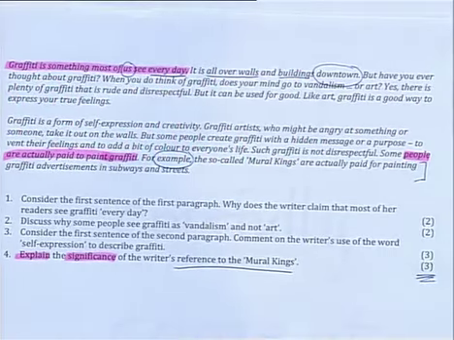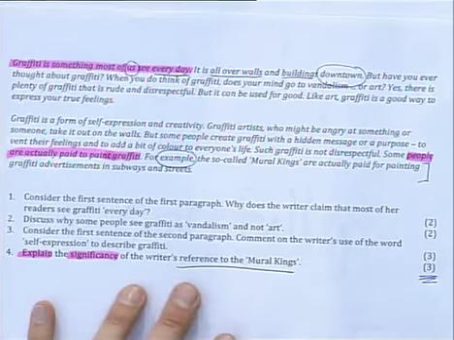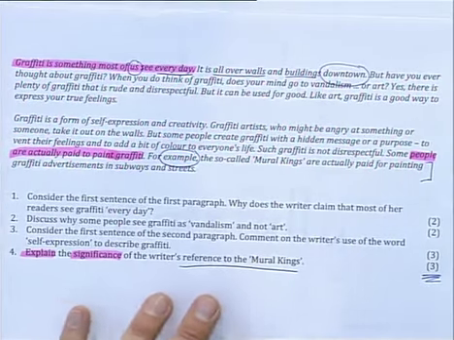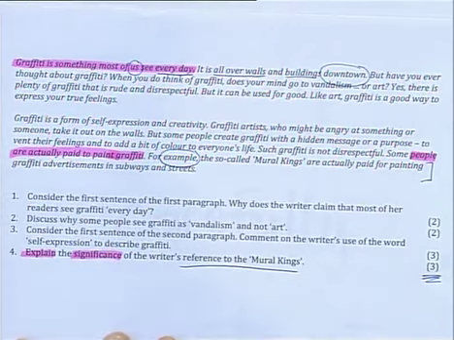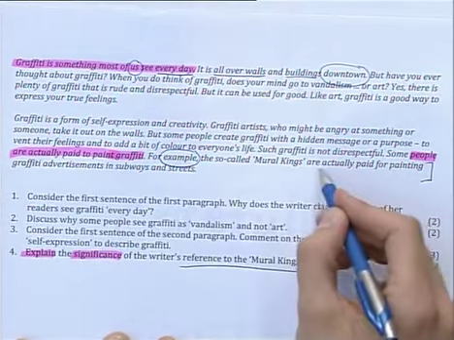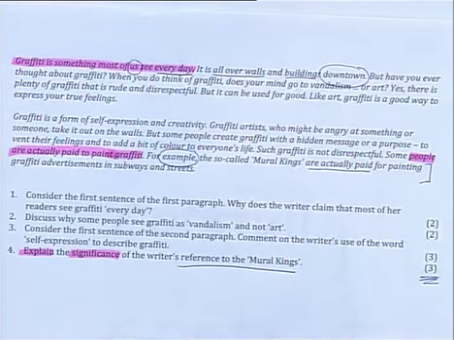I haven't answered the full question. I'm on my way to answering it, because I've explained that they are an example of people who are actually paid to paint graffiti, and it says here in the sentence as well. So the significance of the reference to the mural kings is that they give an example of what the writer is talking about. But what is the writer?